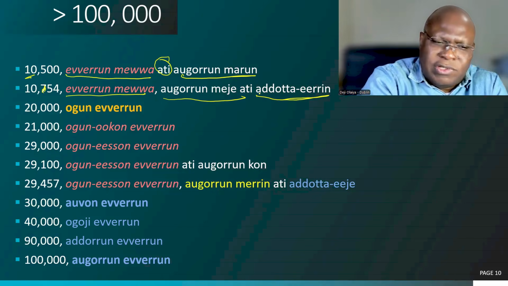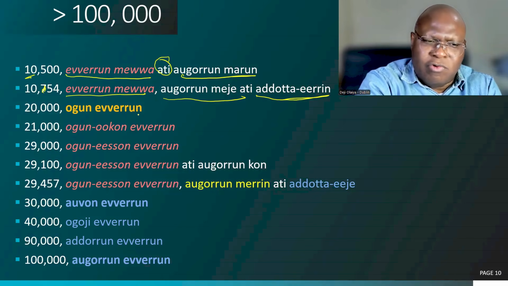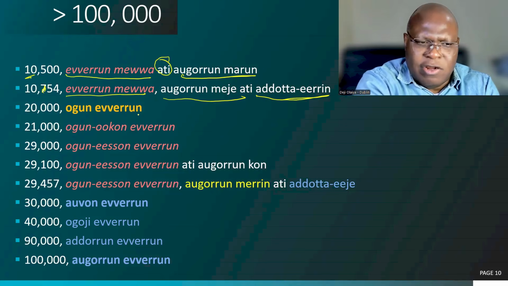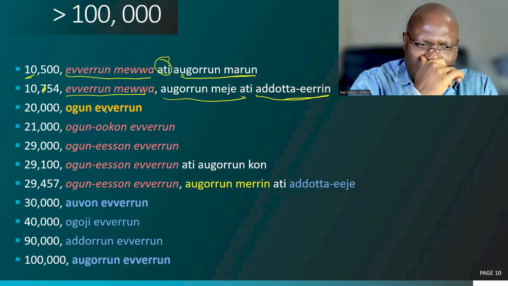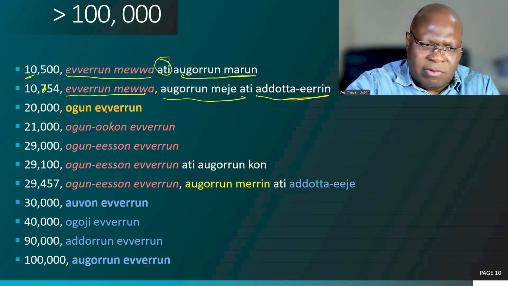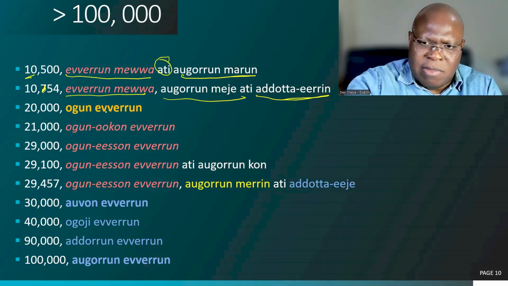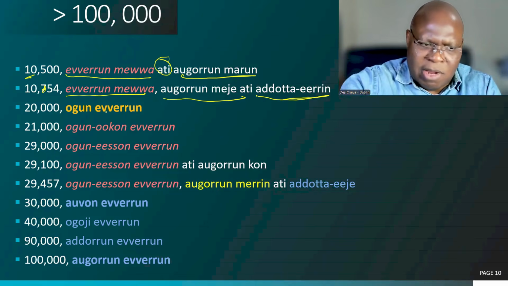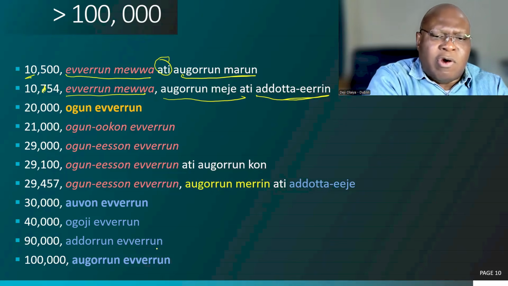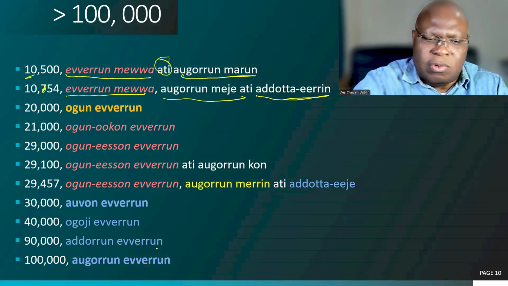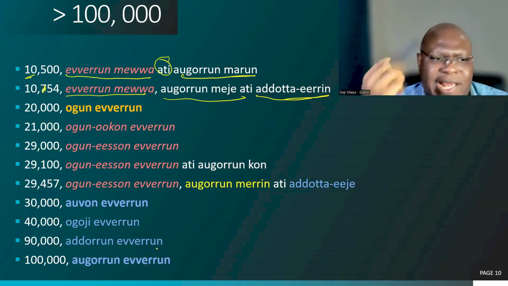Now you don't say ẹgbẹ̀rún ogún, because I know where we say ẹgbẹ̀rún mẹ́wàá, but here you don't say ẹgbẹ̀rún ogún, you say ogún ẹgbẹ̀rún. There's a reverse there. So ogún ẹgbẹ̀rún, ọgbọ̀n ẹgbẹ̀rún, àádọ́ta ẹgbẹ̀rún, àádọ́rin ẹgbẹ̀rún, àádọ́rùn ẹgbẹ̀rún, ọgọ́rùn ẹgbẹ̀rún. That's the way to say it. You don't say ẹgbẹ̀rún ọgọ́rùn. But let's count anyway.